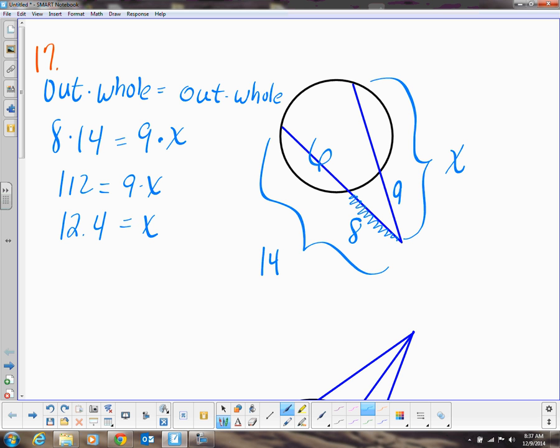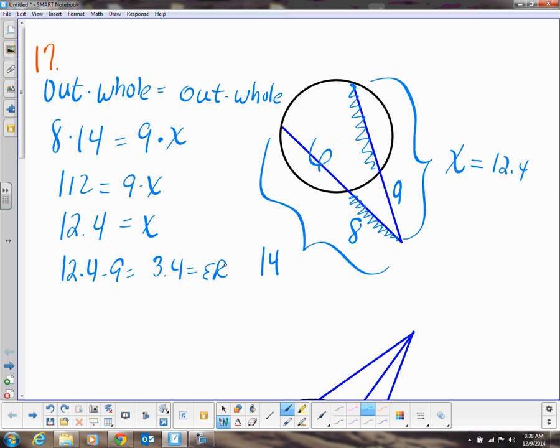Now you got to make sure you are looking at what you're supposed to find. We need this part right there. So if x is 12.4, how do I get the inside? 12.4 minus 9 is 3.4, and that is ER. Next. Ethan.